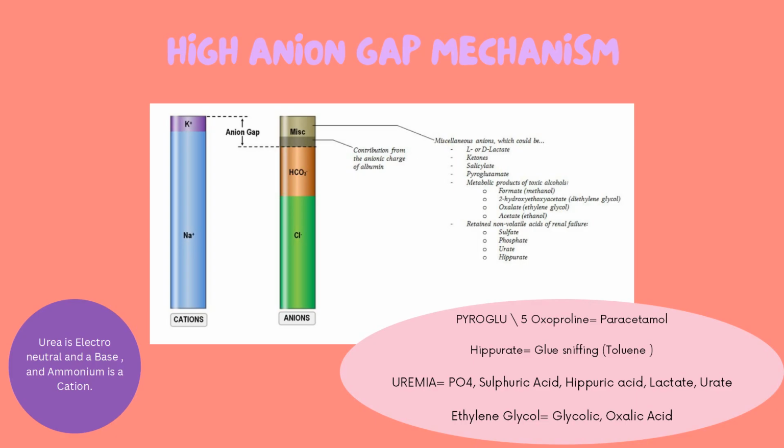Another thing to understand is that uremic acidosis is not because of urea. Urea is actually electroneutral and is a base, and the breakdown product ammonium is a cation. So if that is a cation and if the urea is electroneutral, how do you get a high anion gap metabolic acidosis? The reason for that is the metabolic breakdown products are phosphate, sulfuric acid and hippurate, all of which are negative anions. That's important to understand and know from the examination process as well.